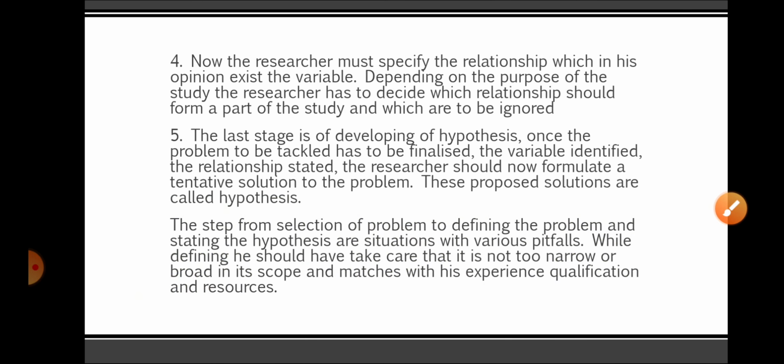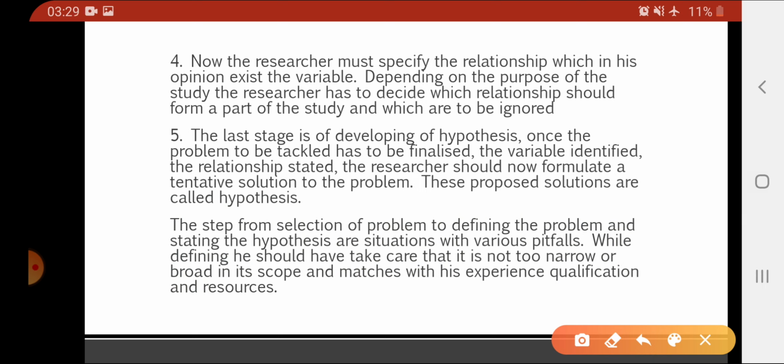Now the researcher must specify the relationship among the variables. In the fourth step, for the purpose of the study, the researcher has to decide which relationships should form a part of the study. After defining the relationships, he has to make sure which relationship should be part of his study and which are to be ignored.